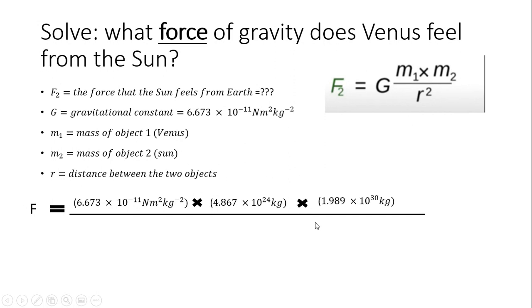When I looked it up, it came out to be 1.989 times 10 to the 30th kilograms. Then we're going to divide by the distance between the two objects squared. So I looked it up. This is the distance between Venus and the sun, 1.0809 times 10 to the 11th meters.